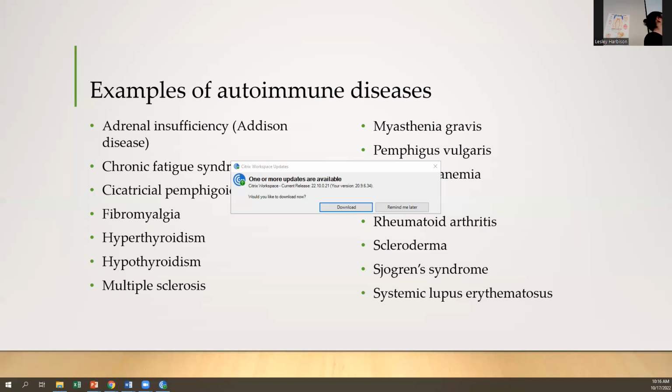Pemphigus vulgaris. Where did we go from there? I know I skipped you guys at first, so I don't remember which one they got. Who got pemphigus? You guys got pemphigus? Pemphigus vulgaris.